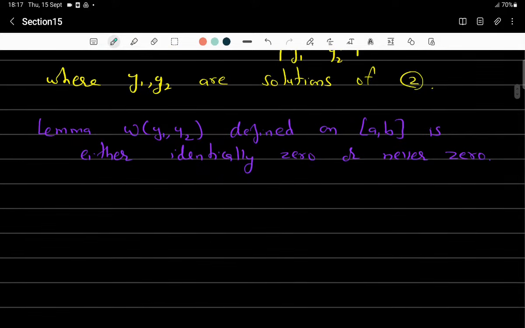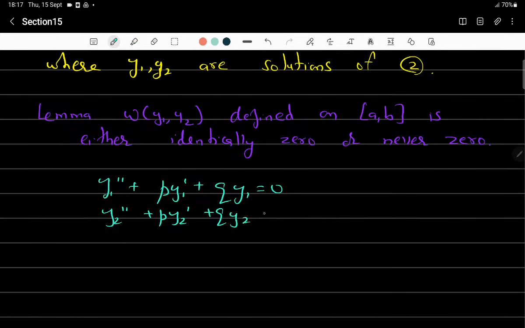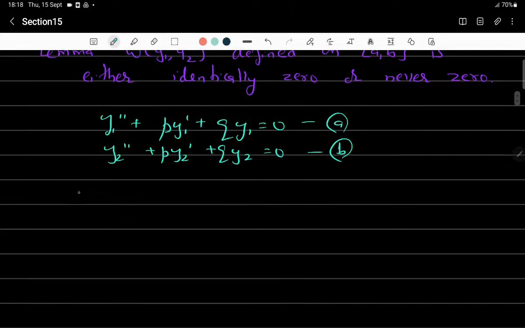To prove it, it is already given that y1 and y2 are solutions of the homogeneous differential equation. It means they must satisfy it. I am simply writing p and q here, but remember that p and q are functions of x. So y1 and y2 must satisfy the homogeneous differential equations. To simplify, let's multiply equation b by y1 and subtract equation a multiplied by y2. Now try to see what you are getting.